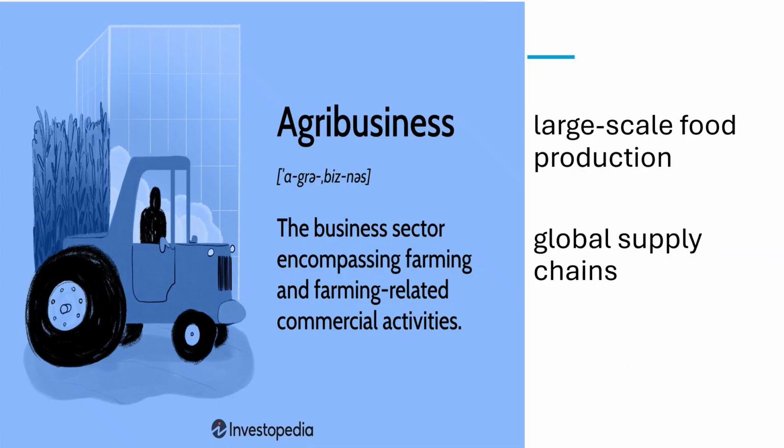Agribusiness came out of the Green Revolution as a way to create large-scale food production and global supply chains to produce food to sell. So it encompasses farming, but also farm-related commercial activities.